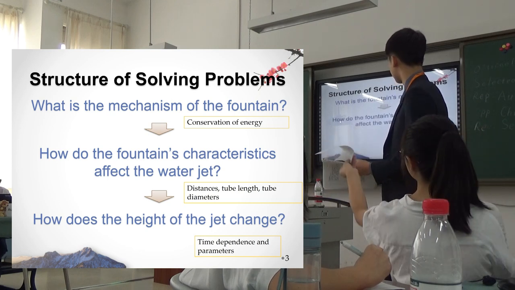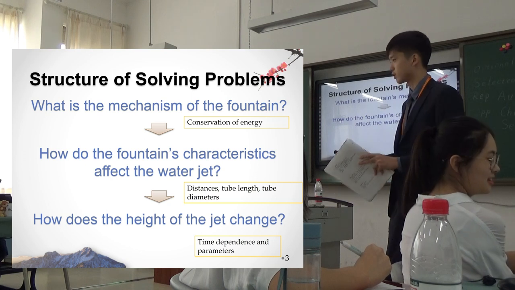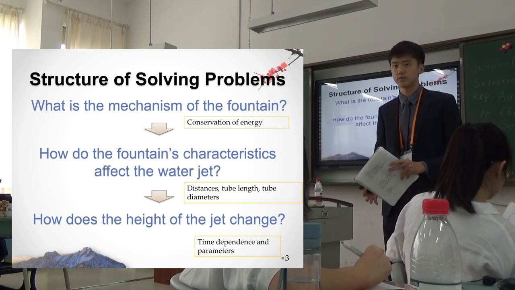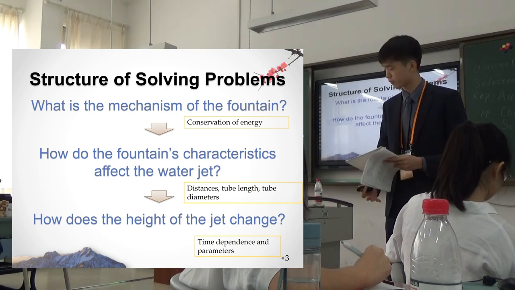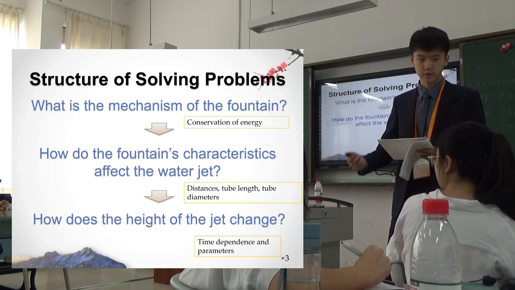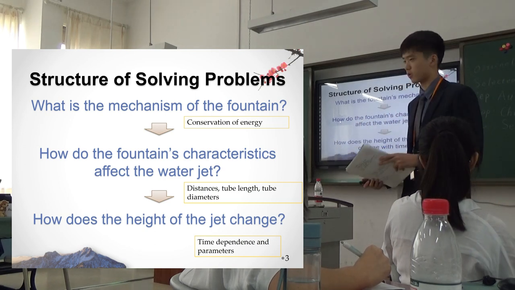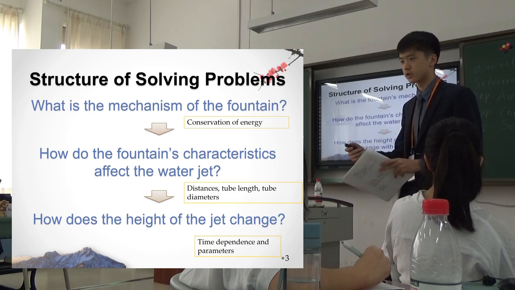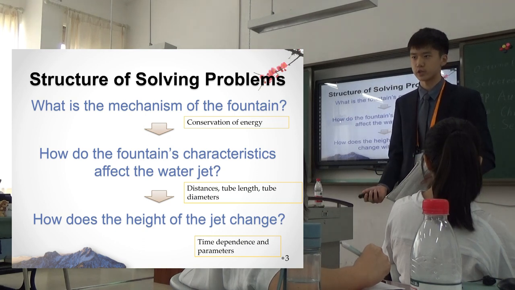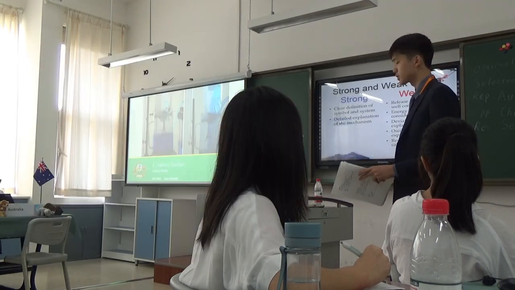Then we look at how the fountain's characteristics affect the water jet. This includes primarily the differences between the heights and also the diameters of the tubes, and even some characteristics regarding the water itself. Especially, we'd like to have the reporter further explain some of the deviations between the theory and their experimental results. Finally, we look at how the height of the water jet changes with time, seeing as the reporter did not do a very clear job of explaining the time dependency of the height of the water jet, especially the very obvious oscillations.